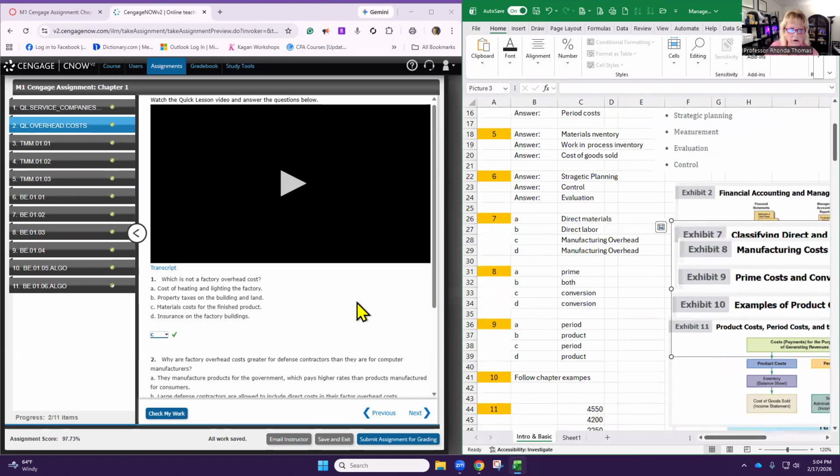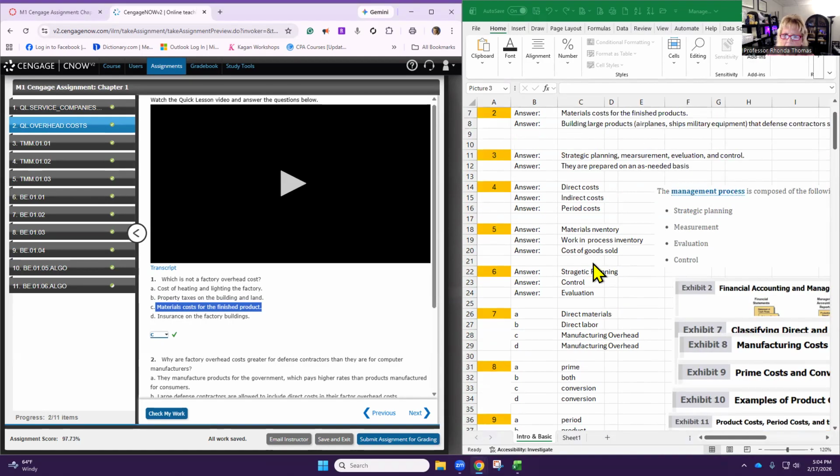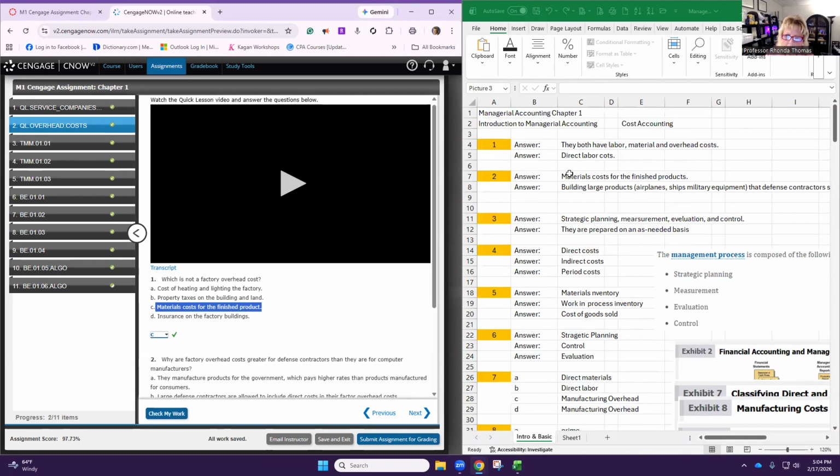Okay, all right, so the one that's not the factory is, because this says cost of heating and lighting in the factory, property taxes on the building and the land. All of this is in the factory, so that's good, but the only one that is something that's direct is the materials cost for the finished product. So I've got C for that one. So materials cost for the finished product right there.